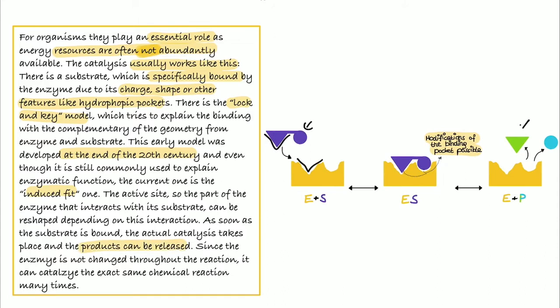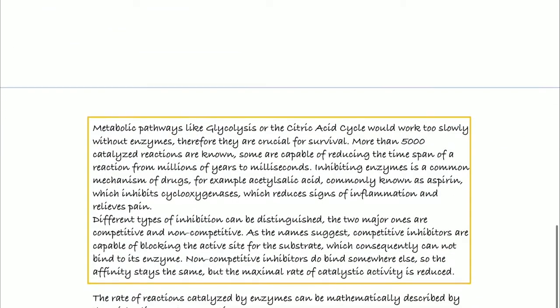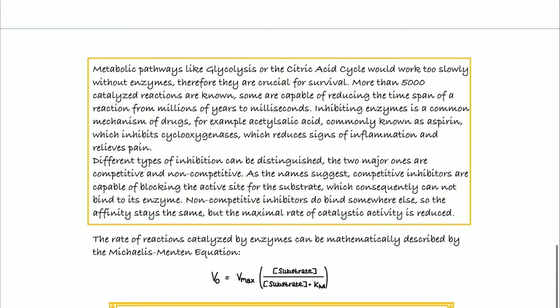And this is what you see here. As I said before, but it's very important, so I'm going to say it again. The enzyme is not changed during the reaction, so it can catalyze the same chemical reactions over and over again. Metabolic pathways like glycolysis or the citric acid cycle, and we're going to talk about them in another video, would work too slowly without enzymes. So enzymes are necessary for life, basically.